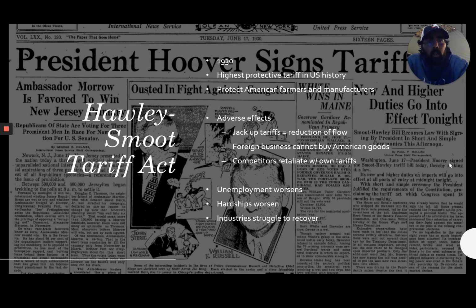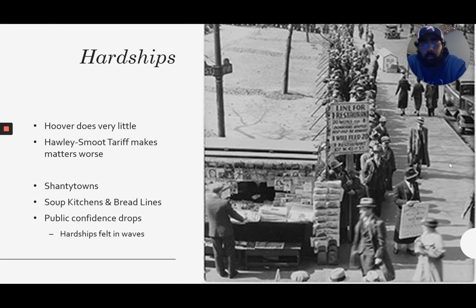Unemployment will worsen, hardships are worsened as well, and industries struggle to recover. Right? The hardships are because Hoover does very little. The tariff makes matters worse. You have shanty towns come about. Literally, these are very run-down towns and houses for large communities of people.